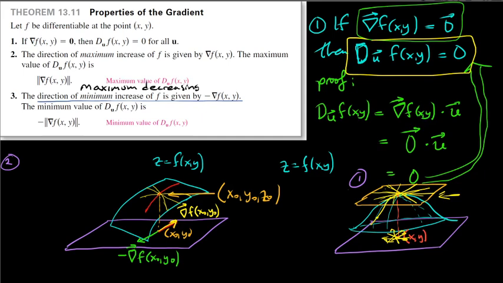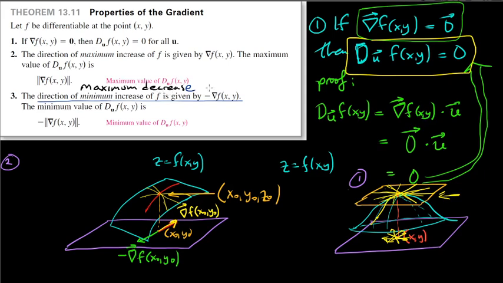It's the way to increase f in the smallest way possible. But what you're really doing is you're going down the hill, right? You're decreasing your z values, and so you're decreasing the function. So I would call it the maximum decrease rather than the minimum increase.